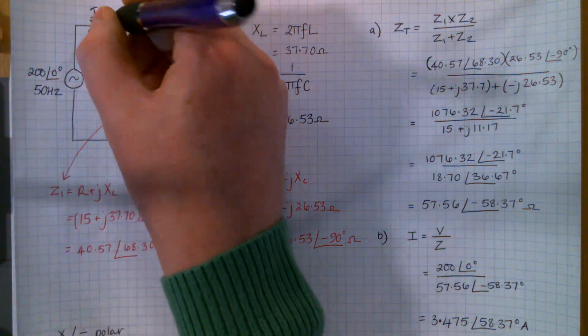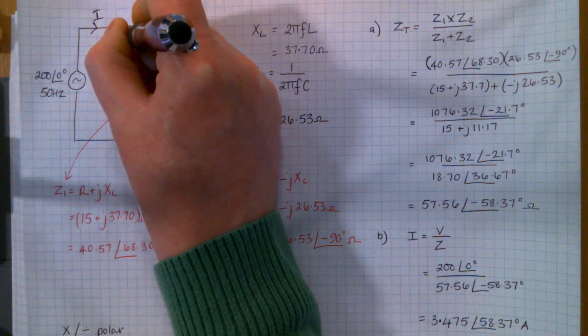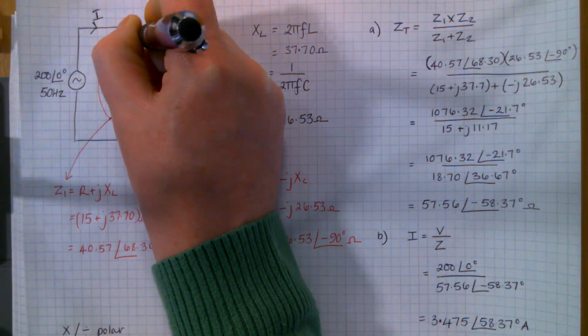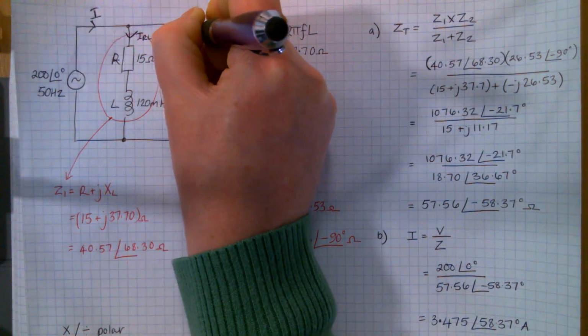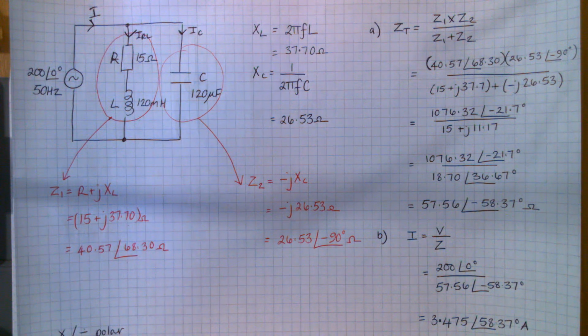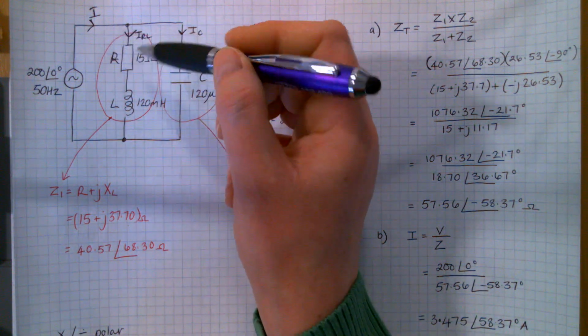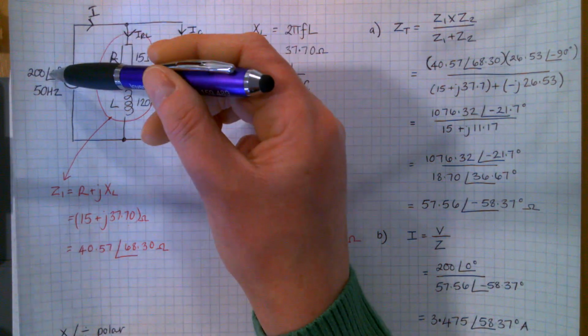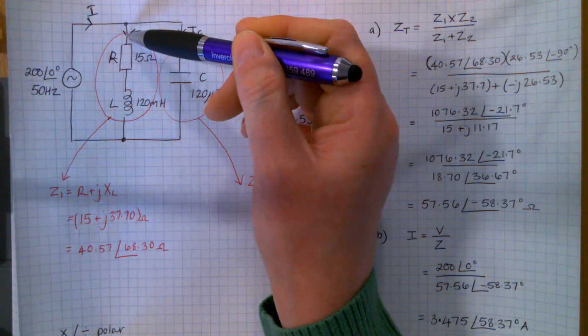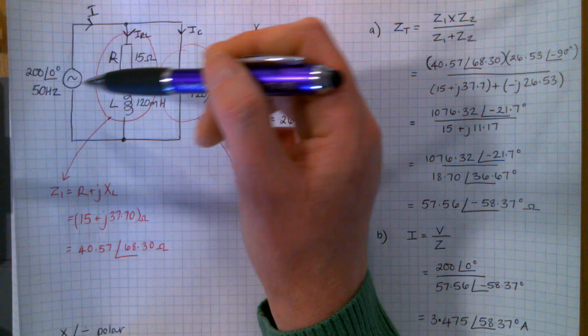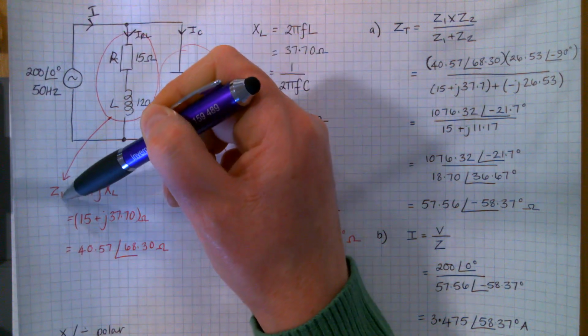The next question asks you for the IRL, which is the current through here. And the one after that will ask you for the IC. Now, it's a parallel circuit. So for the IRL, you know the voltage there is the same as the voltage there is the same as the voltage there. So to get IRL, you can just do V over your ZRL, or your Z1, we've called it.